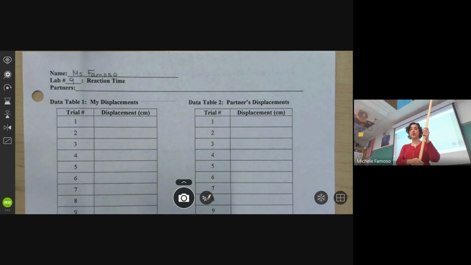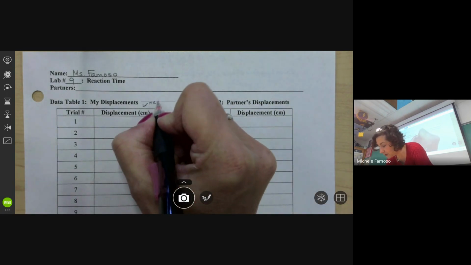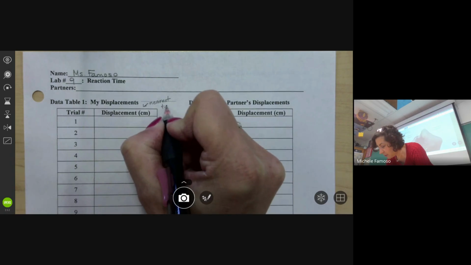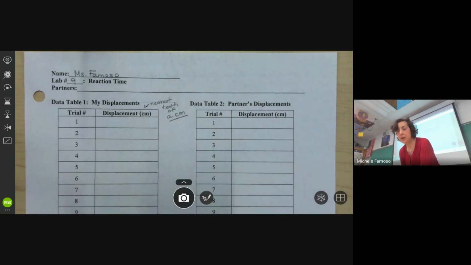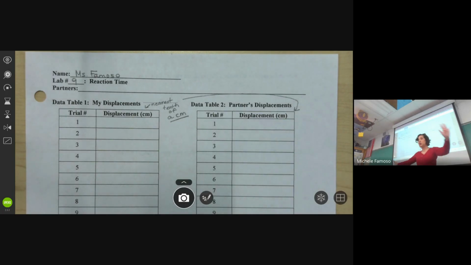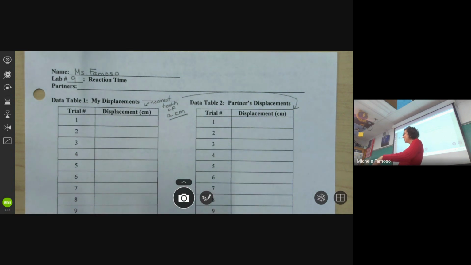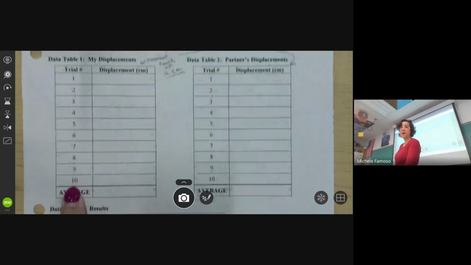And what you're going to do is record how far it fell to the nearest tenth of a centimeter. You're going to do that in both charts. Now, your chart and your partner's charts are going to be flipped, right? Your displacements will go on your partner's lab in the partner's column and vice versa. Notice how many times you're going to do that. 10 times for each of you.